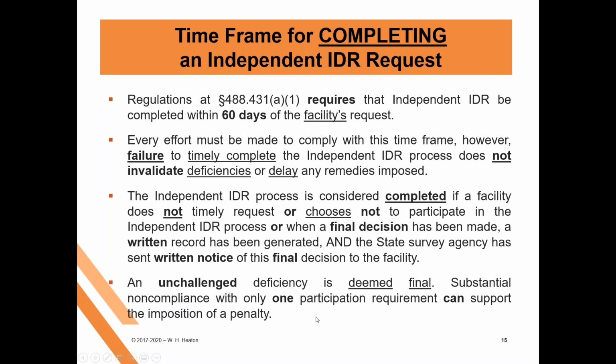Substantial noncompliance with one participation requirement can support the imposition of a penalty. So if you decide to challenge within that 10 days, everything that you're going to challenge about that deficiency has to be included with that. Because once that 10 days has ended, you cannot add anything else to it, any other record, unless you go before an administrative law judge, and the administrative law judge can rule yes or no. So an unchallenged deficiency is final.